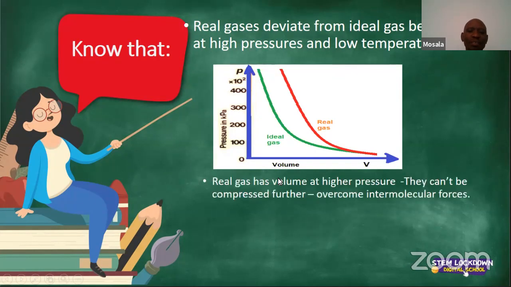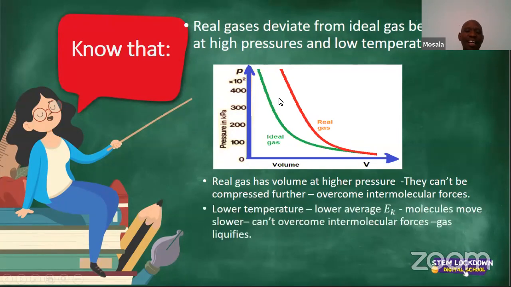Right, and you must remember that a real gas has volume at higher pressure. So a real gas at higher pressure, as I've said, occupies a volume. So it means they can be compressed further at higher pressure. So they are in a position to overcome intermolecular forces. As a result, they are far from each other and they occupy a specific volume. They've got volume.